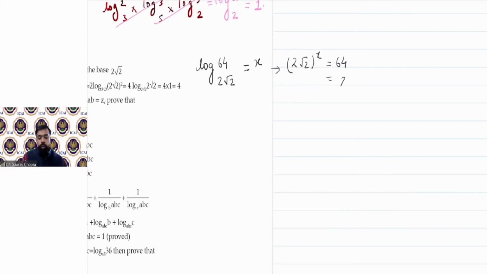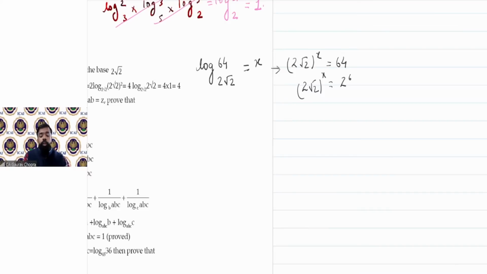So it is 2 to the power of 6. And here it is 2 root 2 to the power of x. Now you can see that the base is not exactly the same, but you have to make the base the same. Then how can you do this? There are two processes.